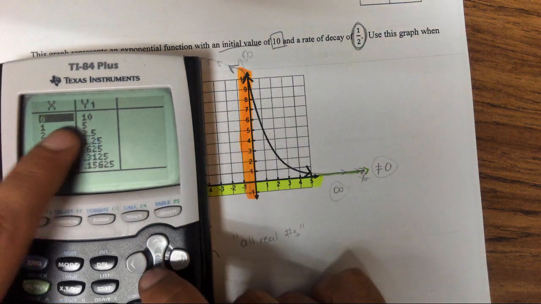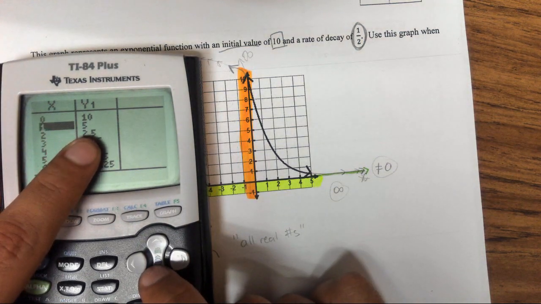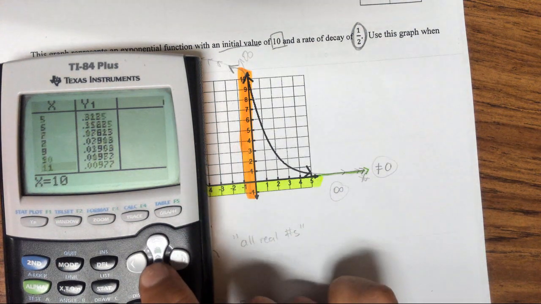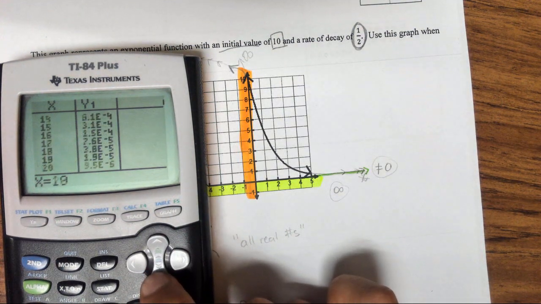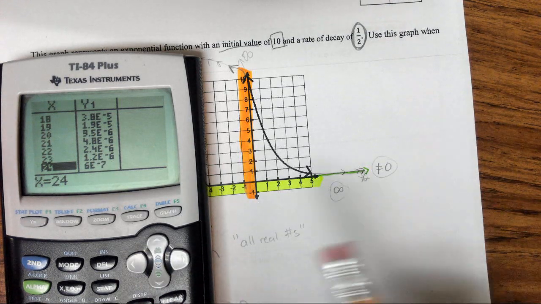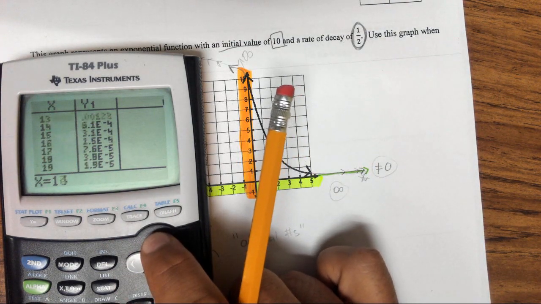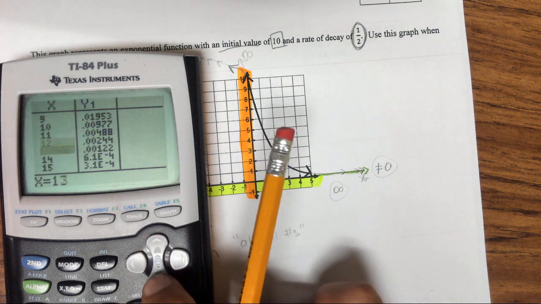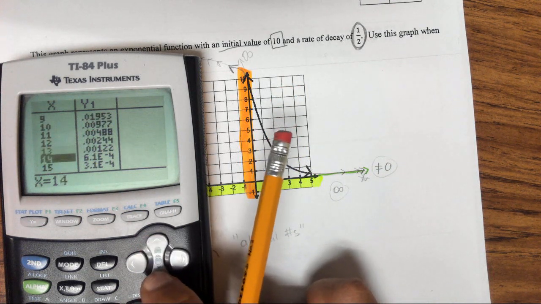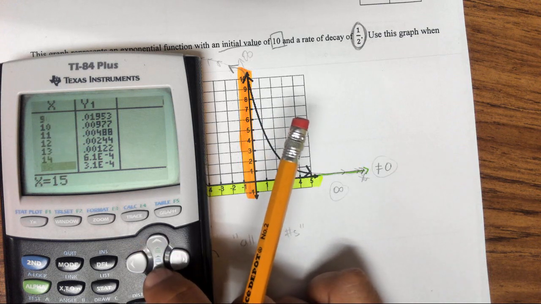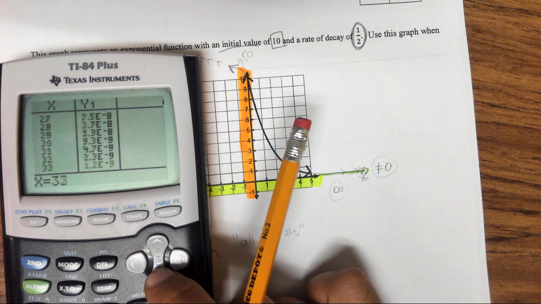So at 0, we have 10, and then it keeps getting cut in half. 5, 2.5, 1.25, right, so forth and so on. If I start scrolling down, this e to the negative 7 just means that it's a really, really small number. Just because your calculator can't fit that many zeros in there, it starts doing this little e thing. But you see our numbers get smaller and smaller, and even though we can't really read those very clearly, we know that it's getting smaller and smaller.